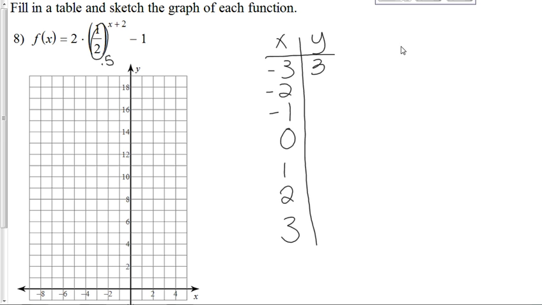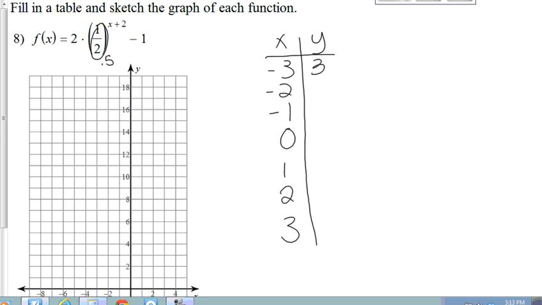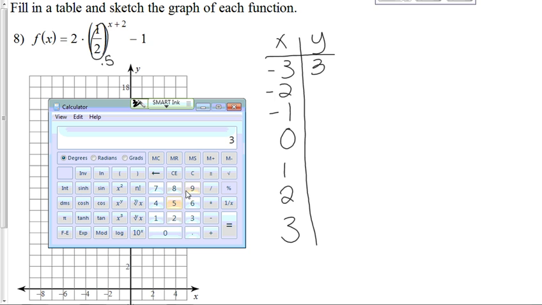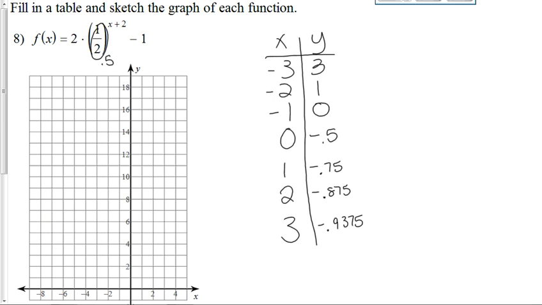I'm going to pause now and fill out the rest of it, but go through that same process of adding 2 to the x, doing 0.5 to that power, multiplying by 2, and taking away 1, and you will get your table. Okay, there's the table. I'm going to go ahead and graph that. Negative 3 is matched with positive 3. Negative 2 is matched with positive 1. Negative 1 is matched with 0. 0 is matched with negative 0.5, and it keeps going.